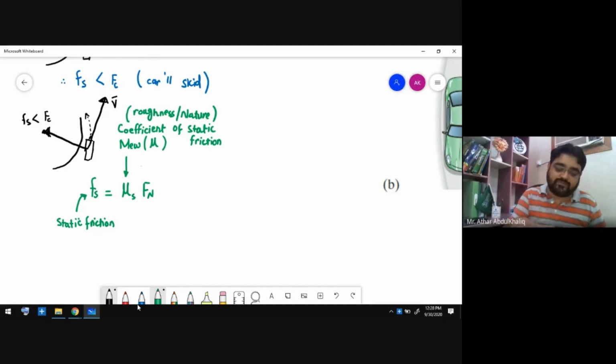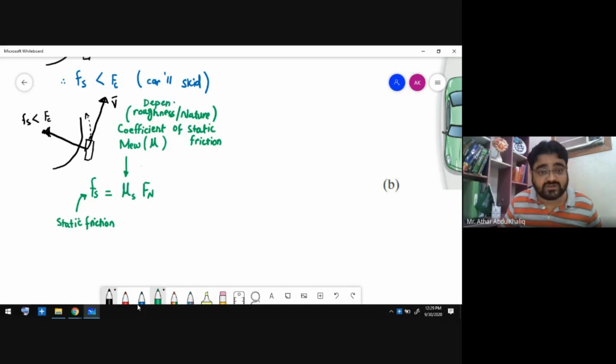If the road is made up of sand, or you can say soil, its value will be a little bit more than 0.6. If it is made up of glass or ice, the value of mu s will be less. It means if the surface is smooth, mu s will be small. If the surface is rough, mu s will be more. It has different values in different materials, and on different conditions of roughness its value changes. So it depends upon roughness and the nature.